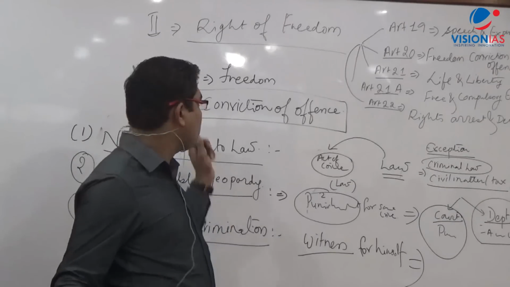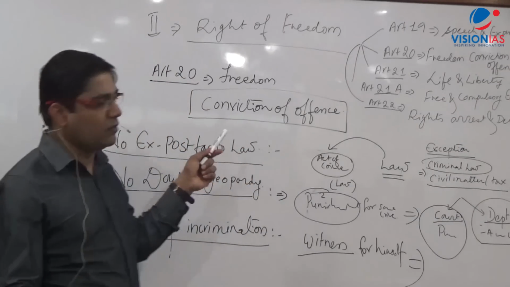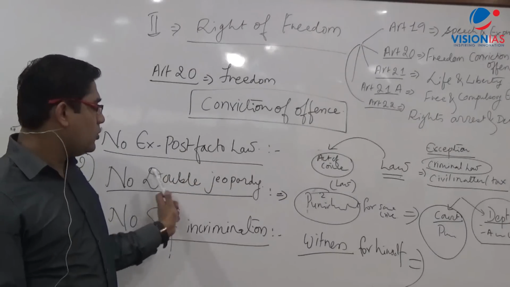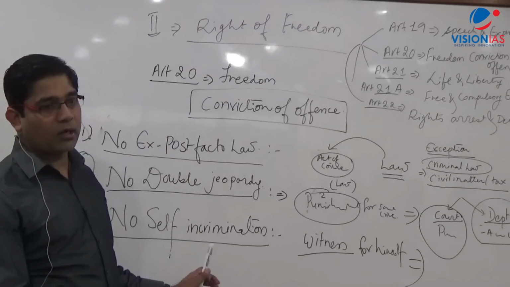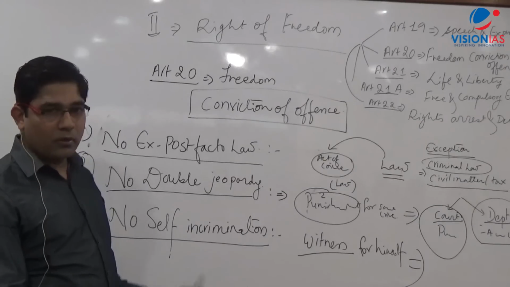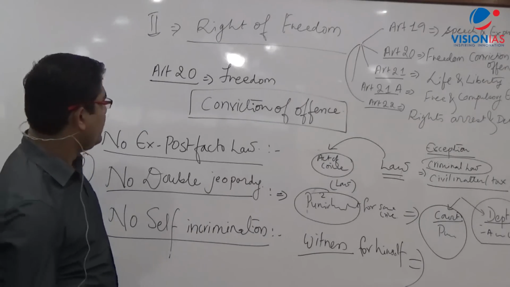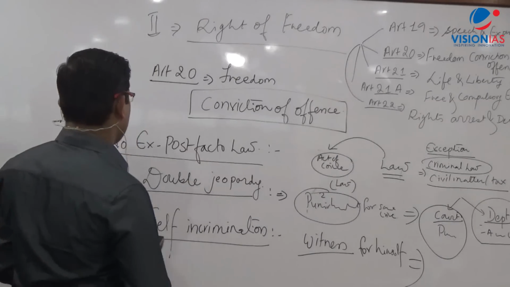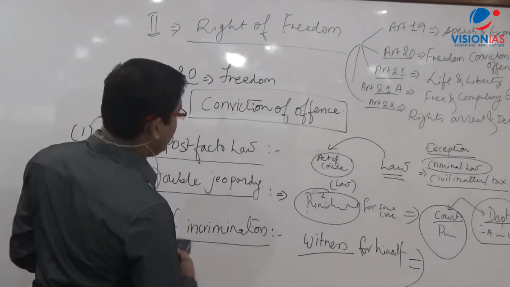Understood? So this is about Article 20, which is related to conviction. Conviction: no ex post facto, there will not be a retrospective effect, no double jeopardy, and he will not act as a witness for himself. Understood? So that's it for this. Now let's move to Article 21. Yes, freedom of life and liberty.